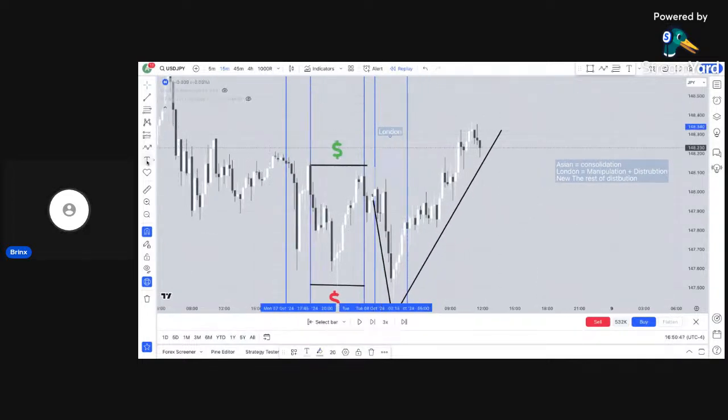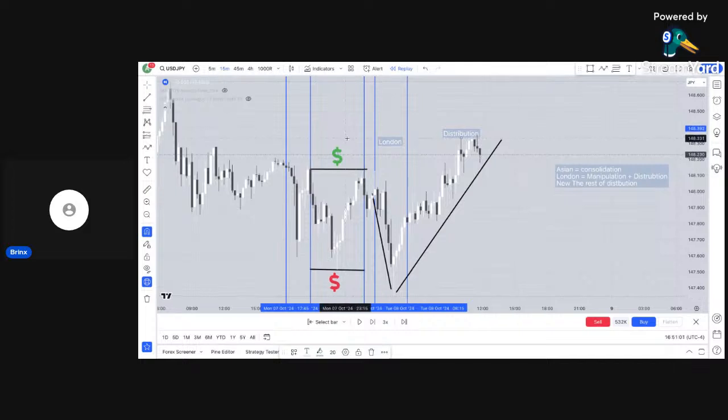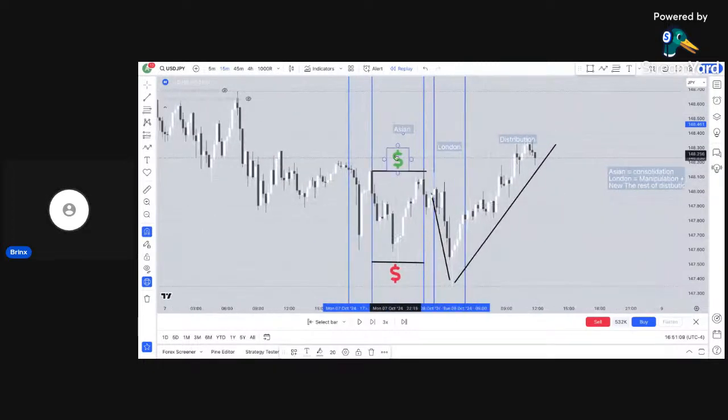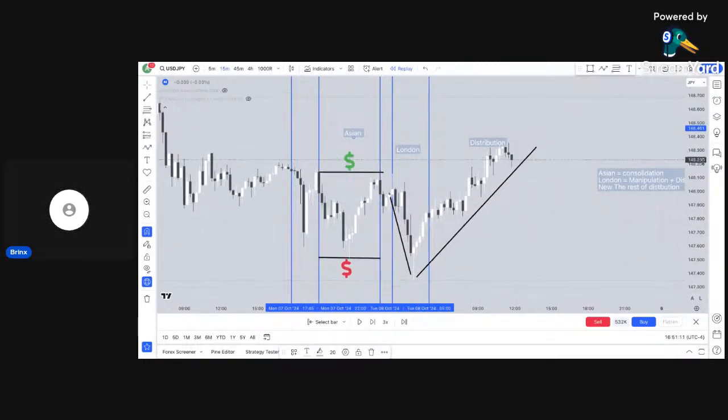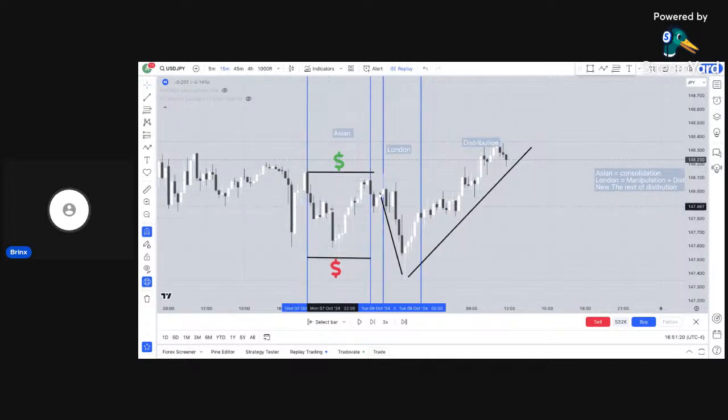And this is an exercise that I have pretty much all my students do at some point in time, so they can understand this. Less with the idea of support and resistance, more with the idea of other things. So again, our Asian session is typically going to be used for the consolidation or accumulation.